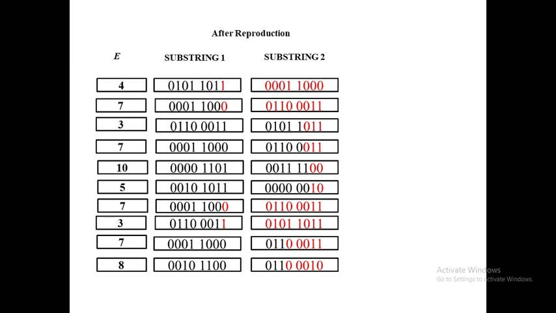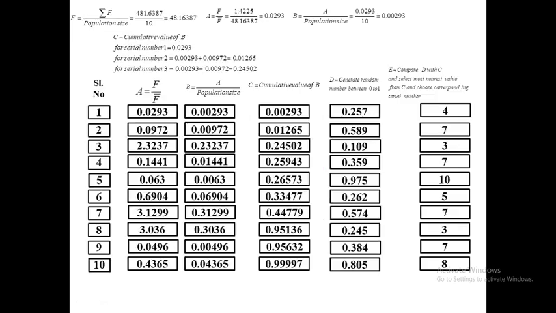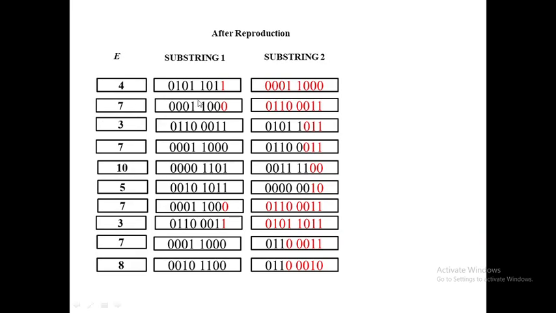After reproduction, I go to the next step, crossover. Here I reproduce the E values 4, 7, 3, 7, 10, 5, 7, 3, 7, 8, likewise. I also call the corresponding substring values from the initial population, for example the fourth substring, which is 0 1 0 1 1 0 1 1, and likewise for the others. After reallocating the table, I go for the crossover function.